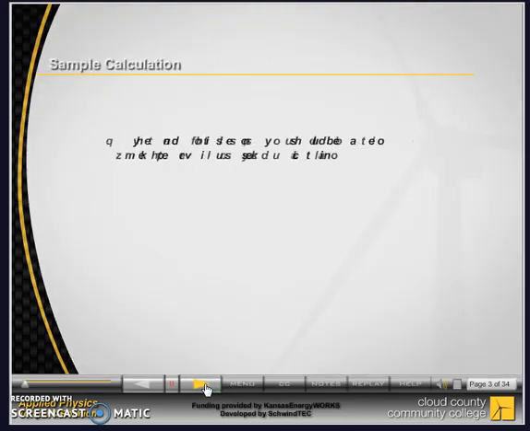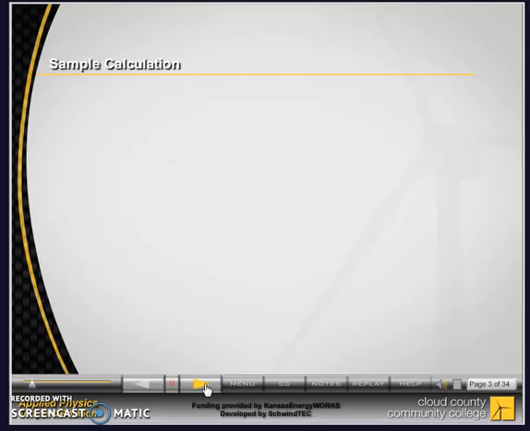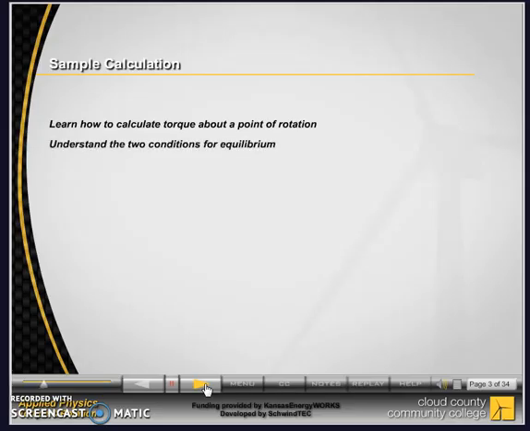By the end of this lesson, you should be able to make the previously asked calculation. You will learn how to calculate torque about a point of rotation. You will understand the two conditions for equilibrium, and you will understand what the terms static and dynamic equilibrium mean.